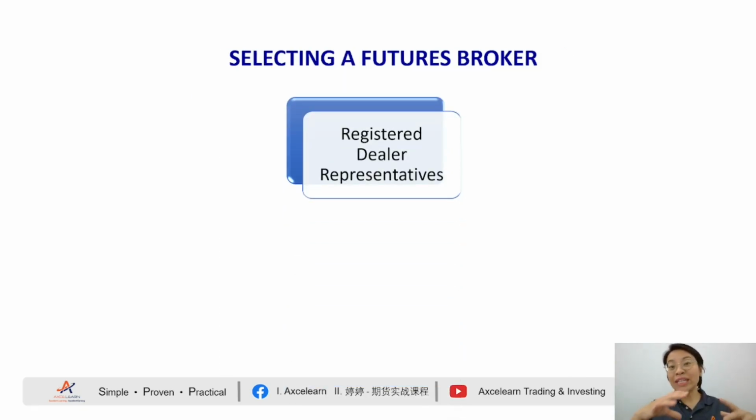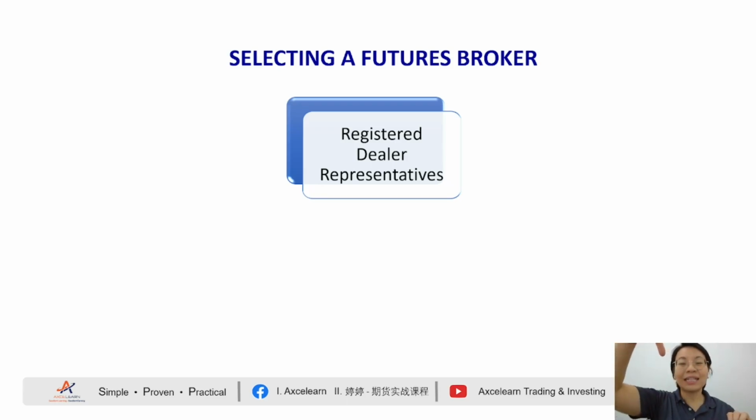Now, once you have selected the futures broker, remember that it is only a company. In short, you have only selected a company. Subsequently, you need an agent to take care of your account. It doesn't matter whether you are going to trade online by yourself or call in, you still need an agent. In our industry, the agent is called a registered dealer representative, or some of them cut it short and call it dealers. But the more precise term is registered dealer representative, or what you can understand as an agent.